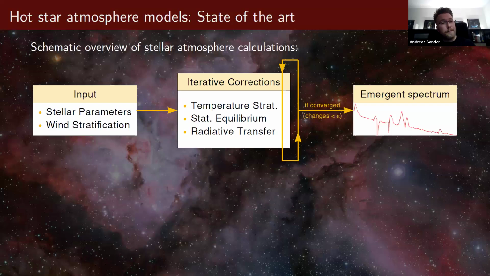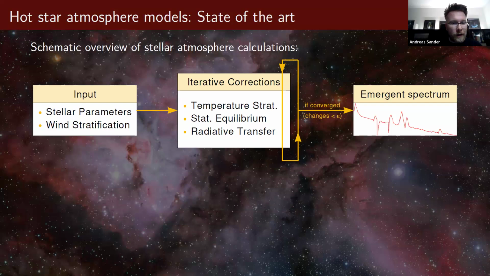But you can set up this machinery, and it basically uses the stellar and wind parameters and then iteratively corrects for the temperature stratification. It solves the equations for statistical equilibrium, and it uses the CMF radiative transfer. Once each of these steps doesn't cause a major update in the other steps anymore, we consider our model converged and then transform into the observer's frame in order to calculate the emergent spectrum.